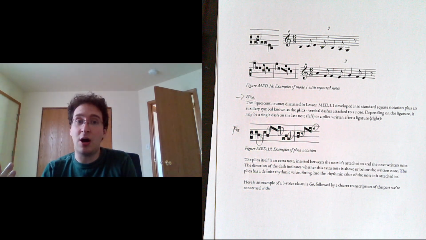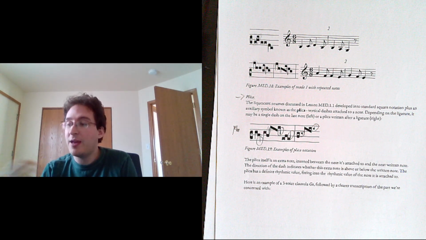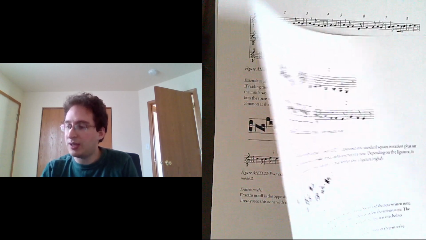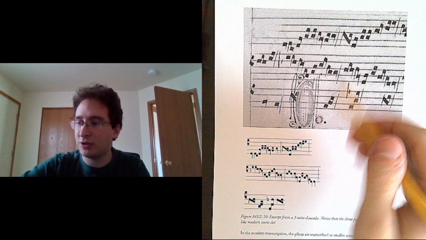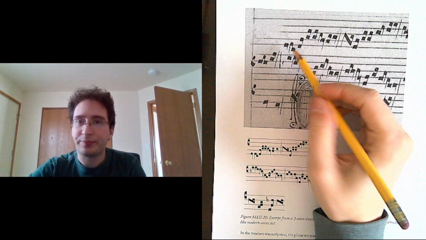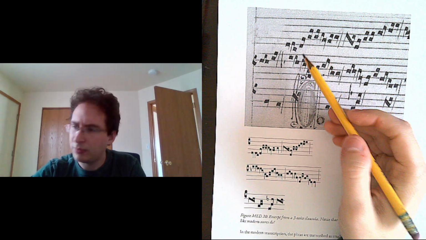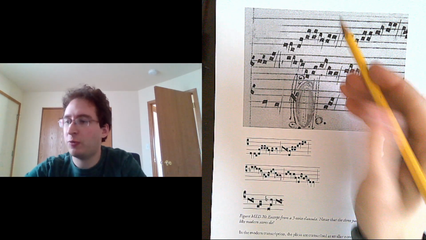Scholars disagree on this. My position is that the plica does have a definite rhythmic value, fitting into the rhythmic value of the note that it's attached to. So here is an example of a clausula on the word go. It's in 3 different parts. Here's a part up here, 1, 2, 3, 4, 5. It's on a 5-line staff. They're all, no, this one's 5 as well. This one's only 4. So 5, 5, and 4-line staves.